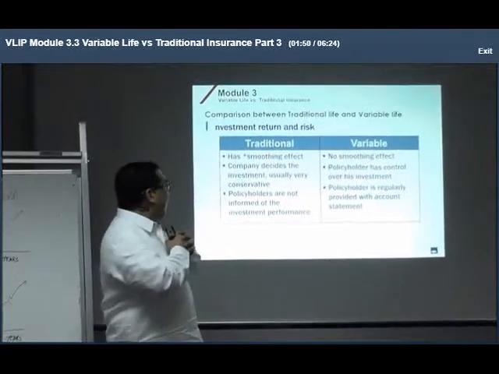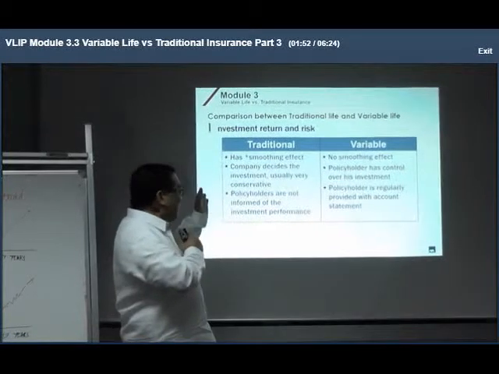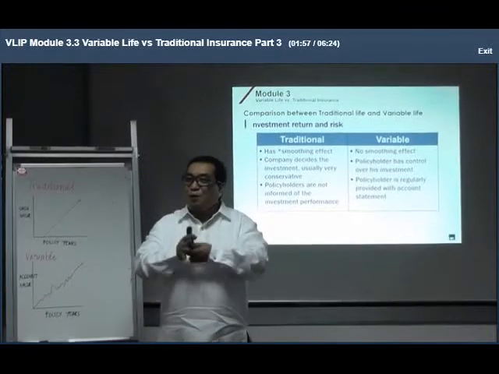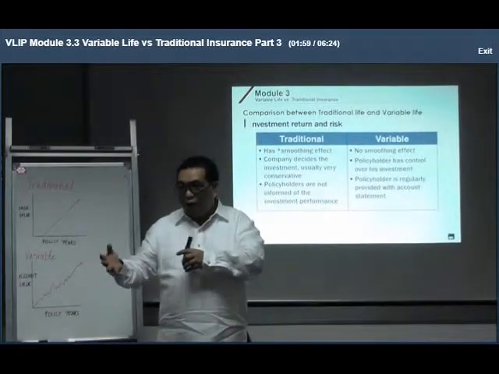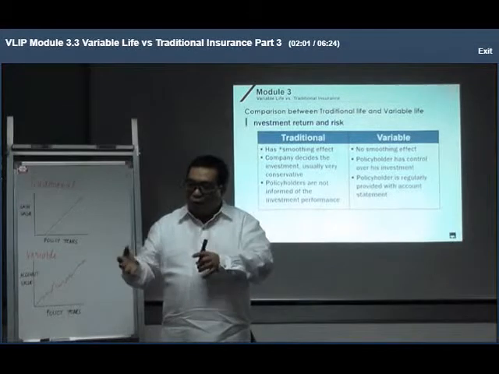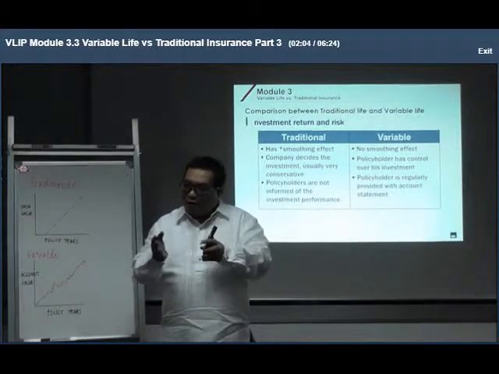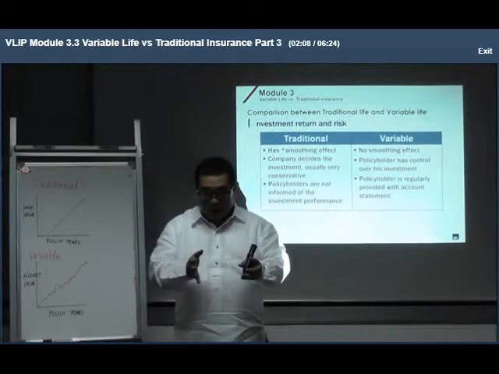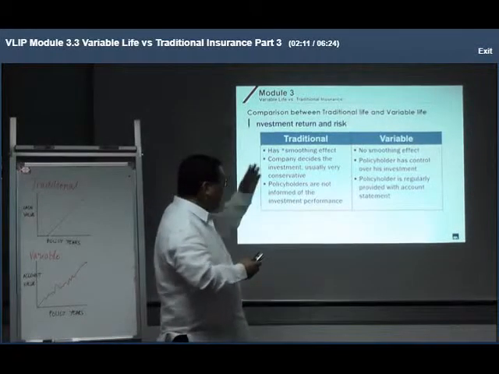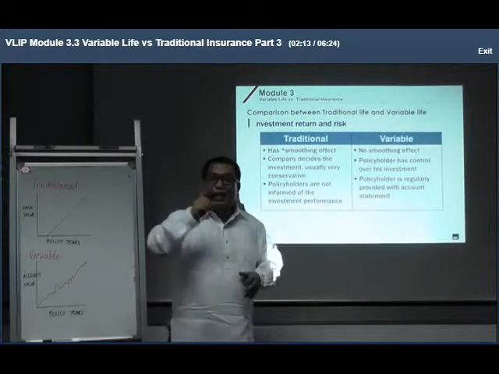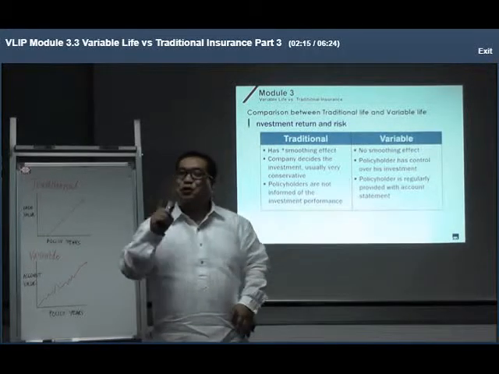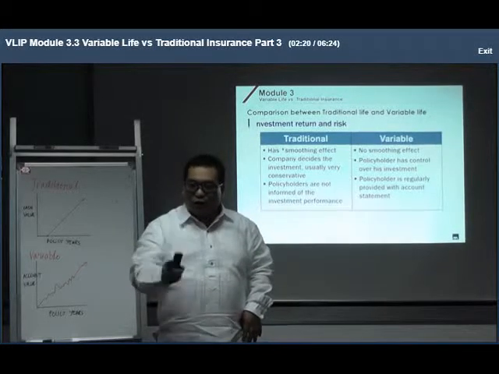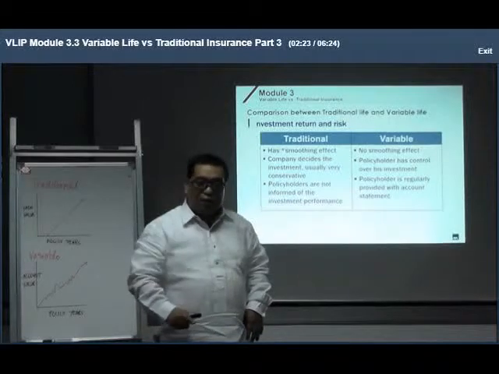And another thing, when it comes to risk, on the part of traditional life, it's the company who decides where these investments will go into. And since we are dealing with other people's money, we would rather be on the conservative side. We'd rather have less risk but less return. Whereas, on a variable life insurance policy, the policy owner has full control. The policyholder has full control as to which funds his investments will go into.